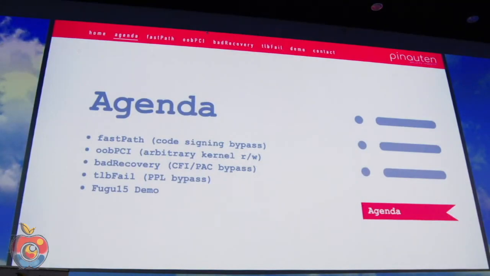There are 4 main vulnerabilities. So we have a code signature bypass, an arbitrary kernel read-write, a pointer authentication code bypass, and also a PPL bypass. And in the end, there will also be a short demo.